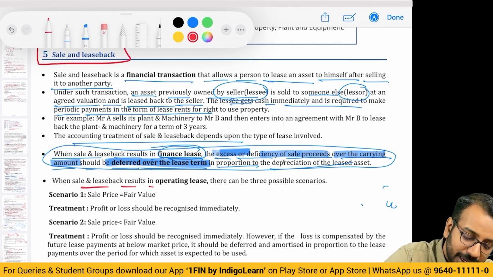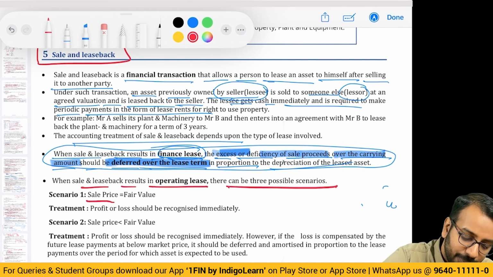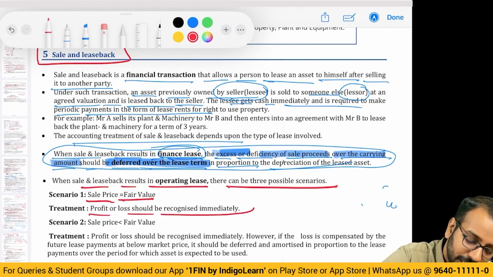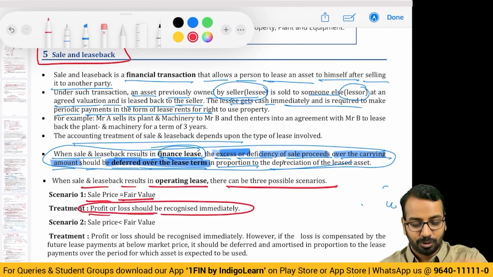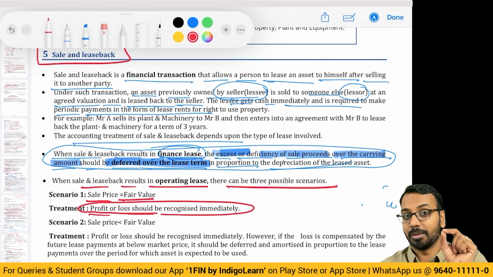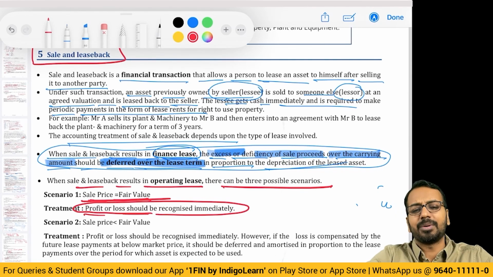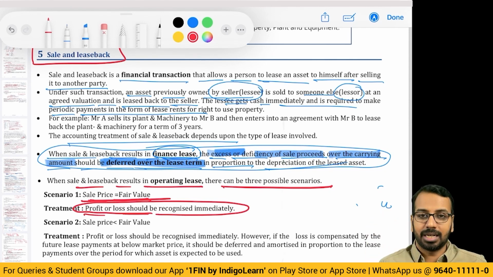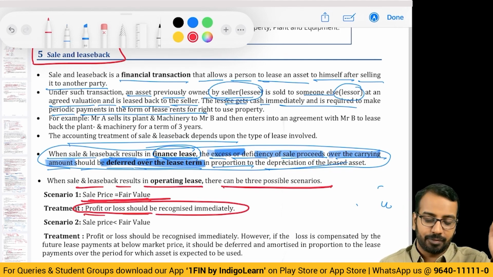if the sale and leaseback is an operating lease, then there are three possible scenarios. Number one, sale price is equal to fair value. Means whatever is fair value, at that price I have sold to you. No problem. Profit or loss should be recognized immediately. I will do a question again. You have to remember, if it is at fair value, the standard says everything is happening at fair value, so recognize the profit, recognize the loss immediately. But for a finance lease, always defer.